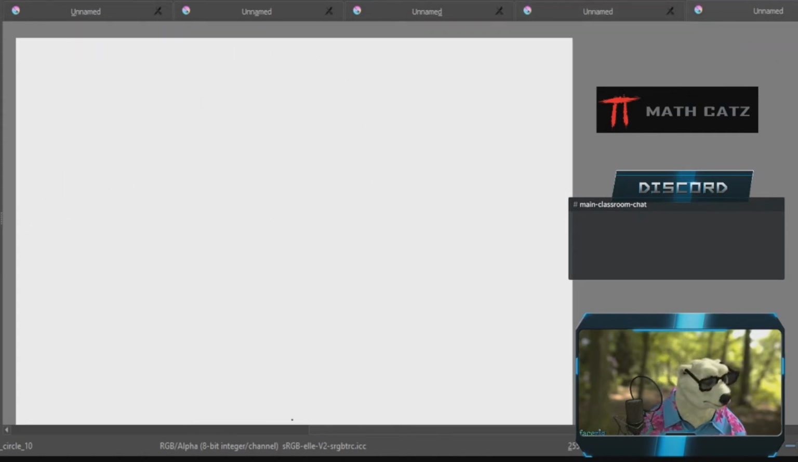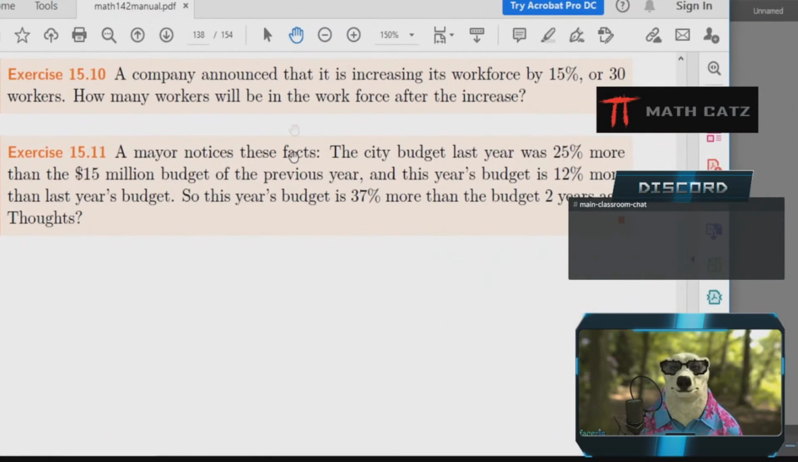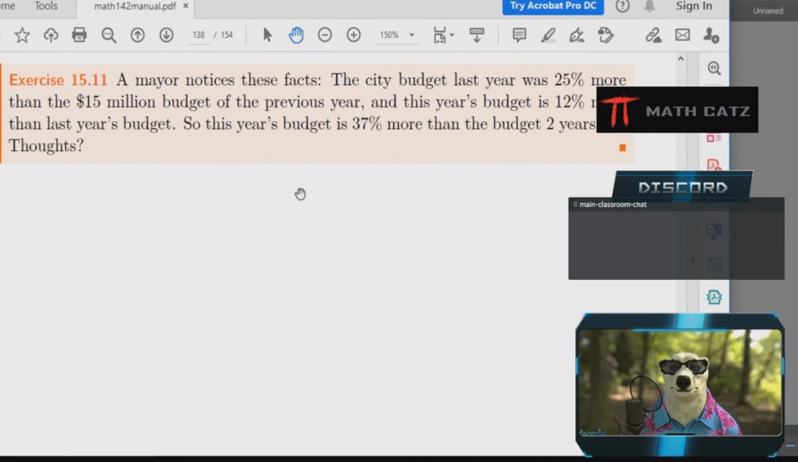All righty, let's see the last one in this grouping. It's a bigger one, so I definitely like to just map out the information before I start with step one. Let's just read the whole thing. A mayor notices these facts. The city budget last year was 25% more than the 15 million budget of the previous year, and this year's budget is 12% more than last year's budget. So this year's budget is 37, 25 plus 12% more than the budget 2 years ago.